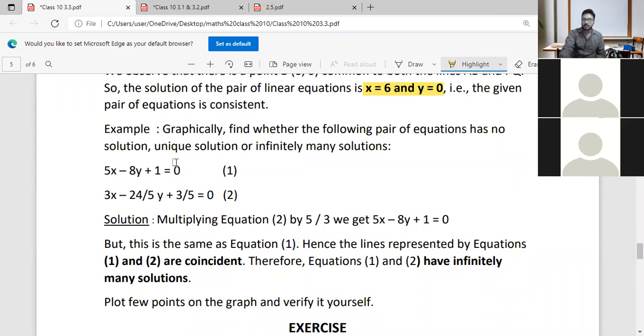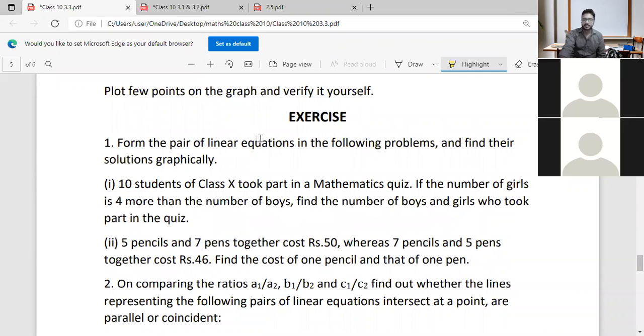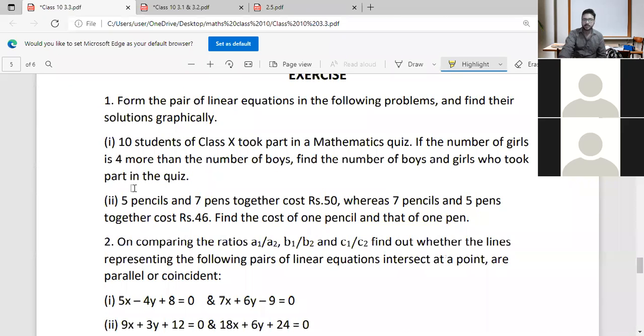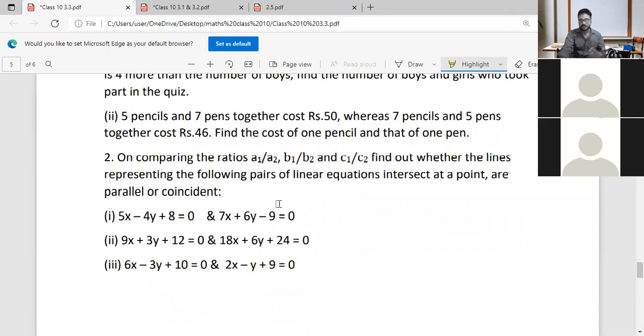Another example is also given to you. It is quite easy. I am running out of time, that's why I'm skipping a little bit faster. You can just read it and you will understand. Some exercises are also given: Exercises 1, 2, 3.